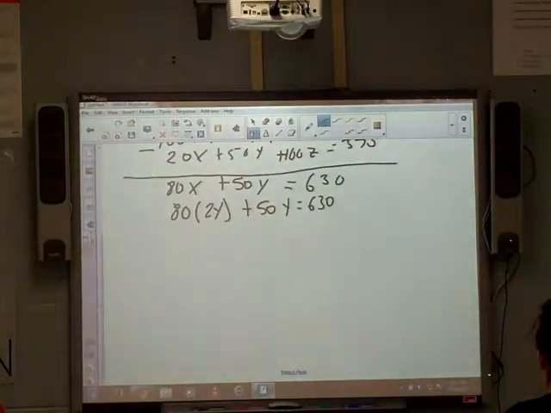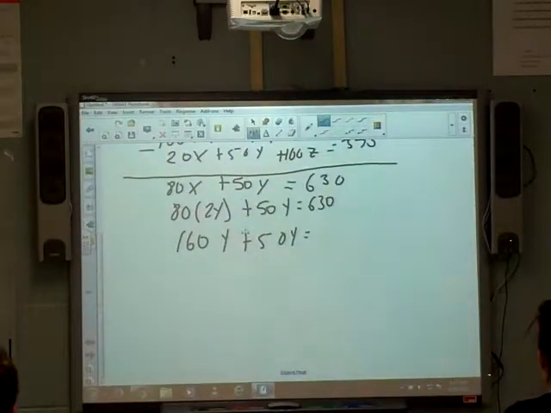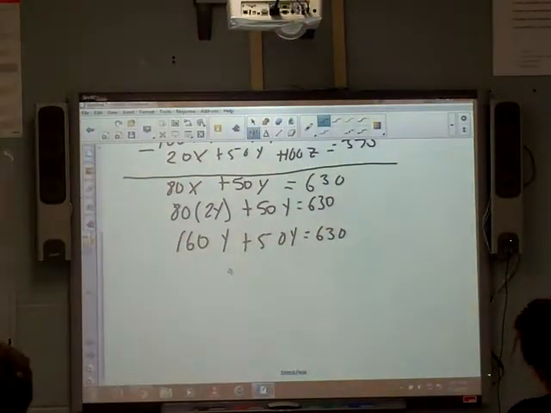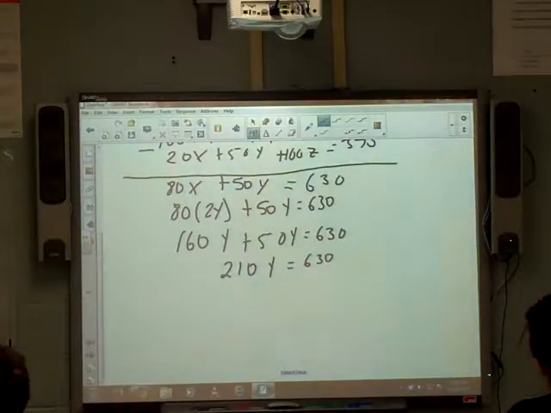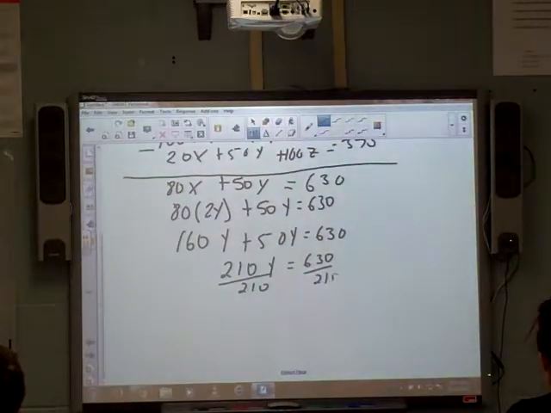Okay, 80 times 2 is 160, so you got 160y plus 50y. When we combine the like terms, that's 210y. 630 divided by 10 gives us 3.